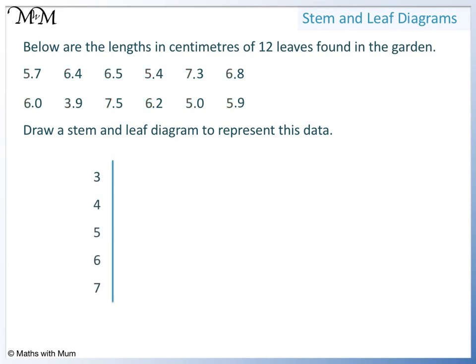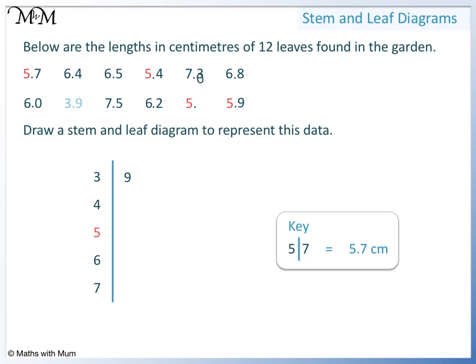To represent 5.7 on the diagram, we would write 5 line 7, which equals 5.7 centimetres. And we would write it like so on the diagram. Starting with a stem of 3, we have 3.9, so we write 9 on the diagram. Next, the 4s. There are none, so we move on to the 5s.